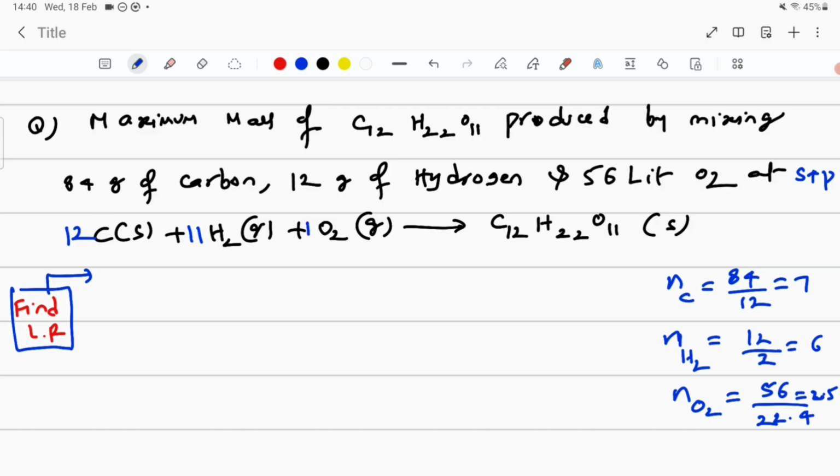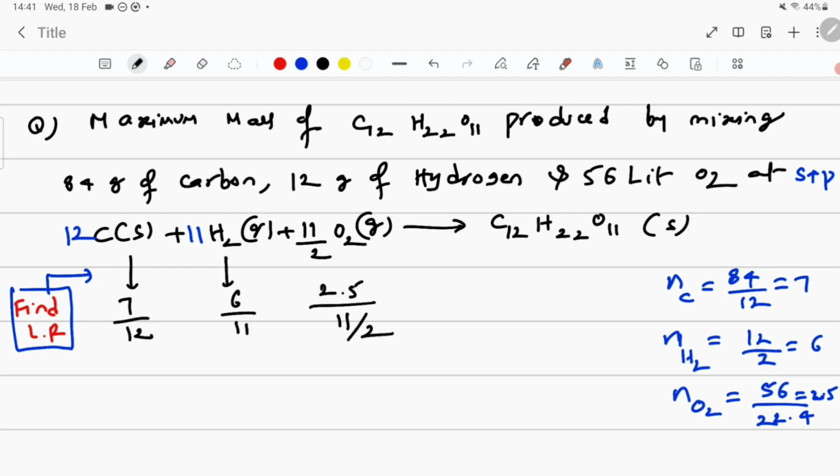So for 11 oxygen atoms, what do we do? Here they mention O2, so we can do 11 by 2 for the O2 coefficient. That gives the balanced reaction. So carbon is 7 by 12 stoichiometric coefficient, for hydrogen 6 by 11, and for oxygen 2.5 by 11 by 2.